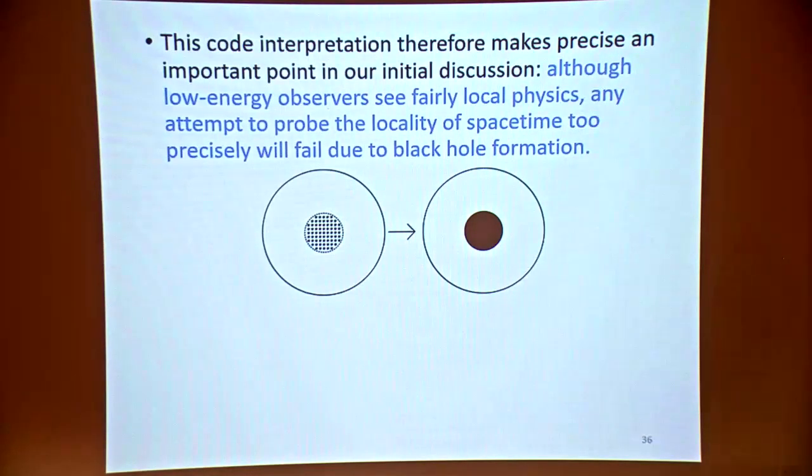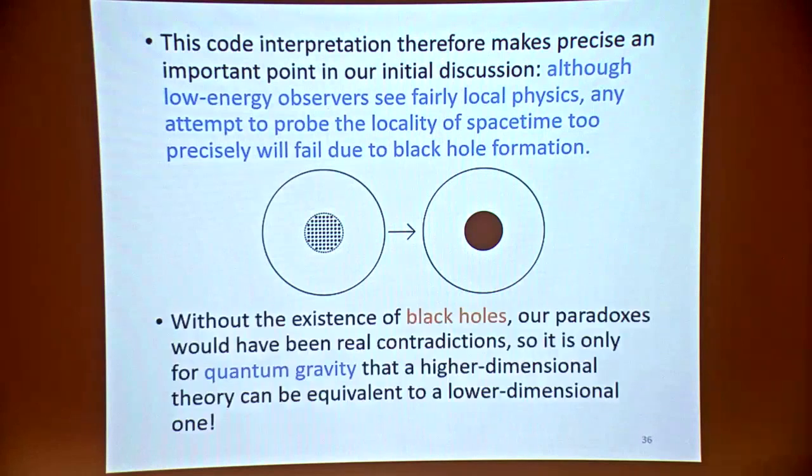So this is the thing. One of the things that I really think changes our perspective on understanding quantum gravity, and it's also very nice to see that in this context we need black holes for the story to be consistent. If we don't have black holes, then our paradoxes would be true contradictions, and therefore we will not have a consistent theory. So, in fact, it's only for quantum gravity that a higher dimensional theory can be equivalent to a lower dimensional one. So this answers my second question that I introduced at the beginning.